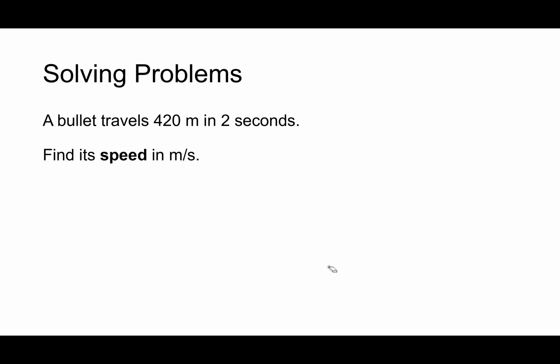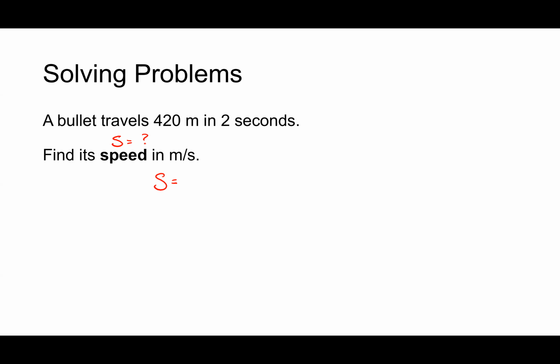I don't know that you have this problem in there, do you? Oh, you do have it. Okay, good. So a bullet travels 420 meters in 2 seconds. Find its speed in meters per second. So first we're going to write the formula. We're finding speed. This is a super easy problem, but I want you guys to put some labels into your word problems. So we don't know what the speed is, so we're going to put speed and a question mark.